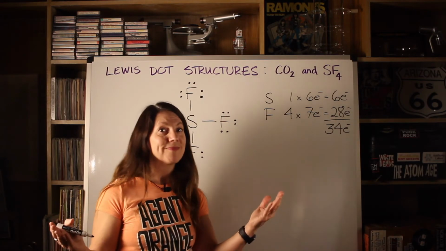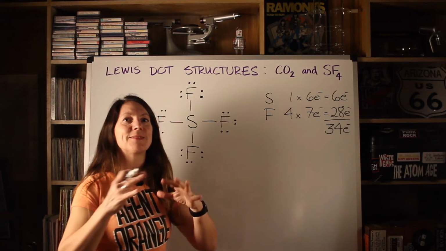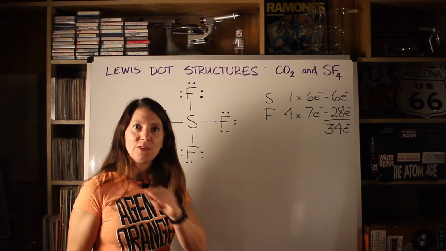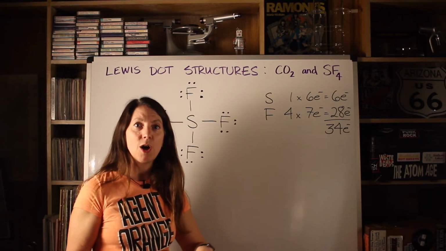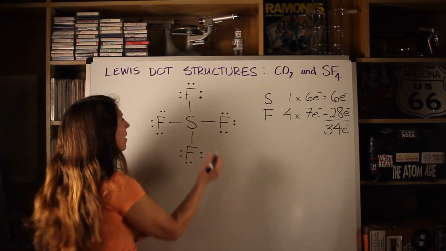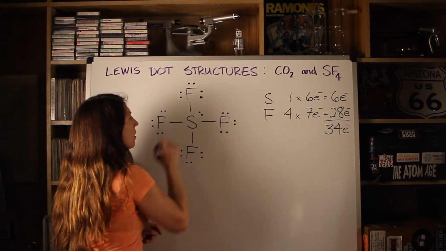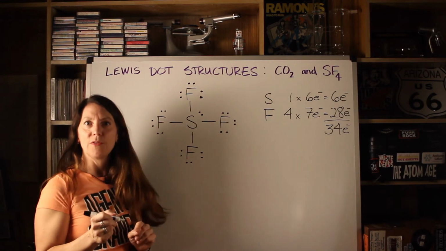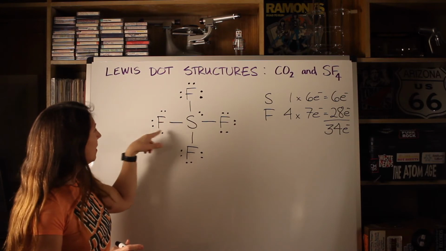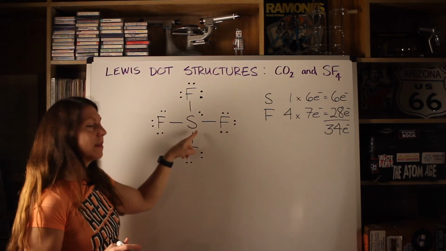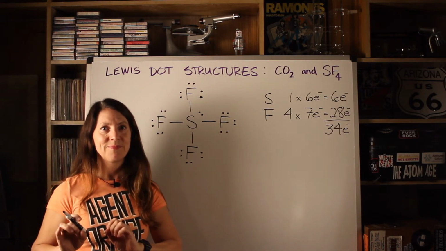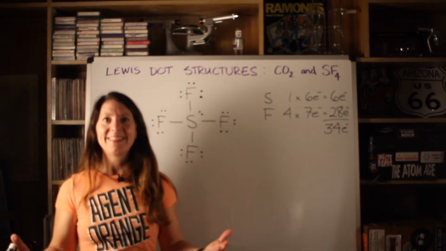Where does it go? Well, sulfur can expand its octet. It is one of those elements that can do that. Once you're in the 3rd period and below, all of those nonmetals can expand their octet. And so we're going to take that pair and put it right on that sulfur. Now we can check our octets. 8, 8, 8, and yes, sulfur has 10, but that's okay. It can handle it. That's it for this one.